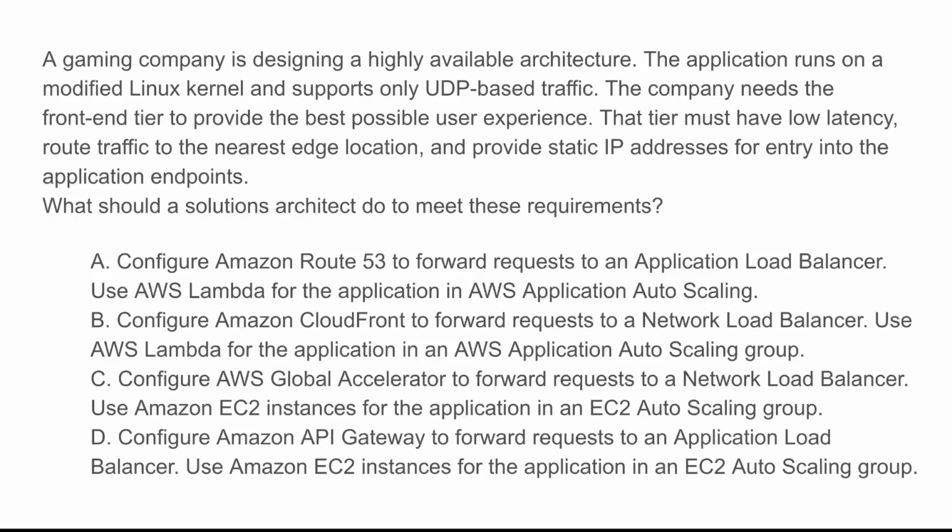Option A uses Route 53 to forward requests to an ALB plus AWS Lambda. Now, Route 53 is AWS's DNS service, so this is good. But ALB works at layer 7, the application layer, and does not support UDP. And Lambda is for event-driven compute, not real-time gaming workloads, so this is not a suitable solution.